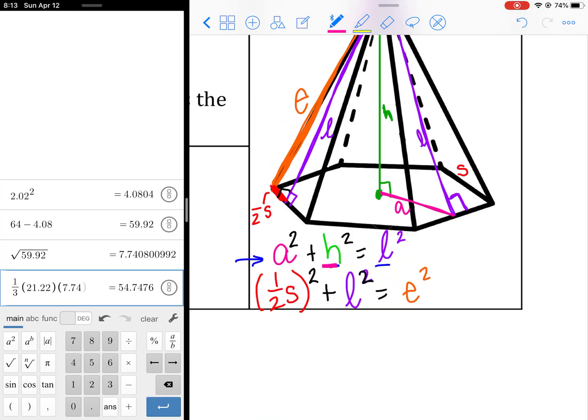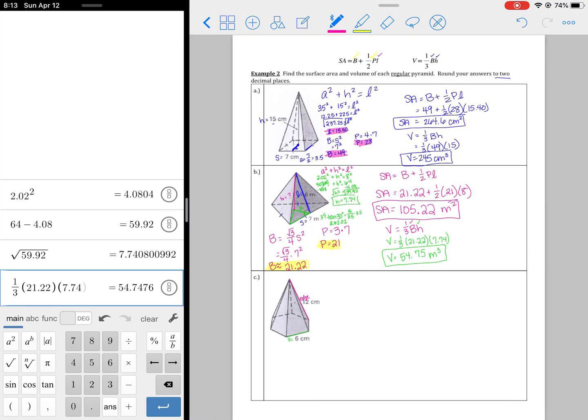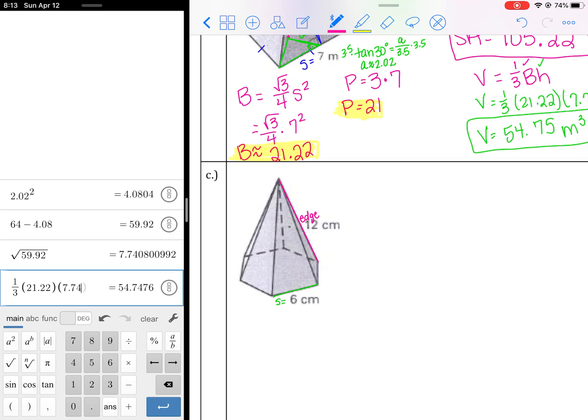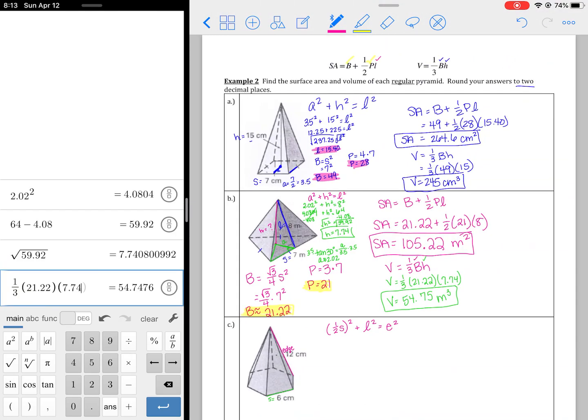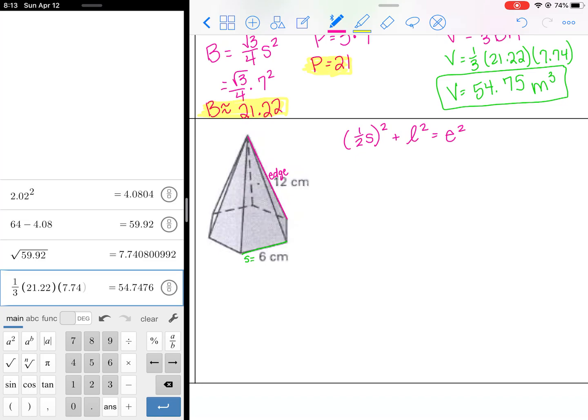So from my Pythagorean theorem, when I have an edge length, I need to use the second one. So that's going to be half the side squared plus the lateral height squared equals the edge squared. So I'm going to go and copy that down. So 1/2 of a side squared plus the lateral height squared equals the edge squared. So let's just go back, make sure I copied it down correctly. All right.